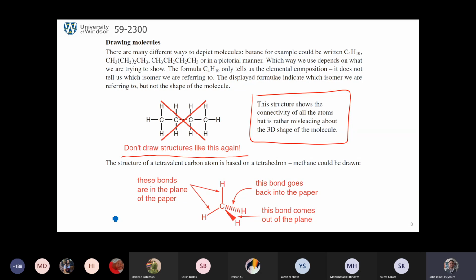Okay, so one of the things that we don't do is draw 90 degree bonds, because bonds are not 90 degrees. There are some bonds in inorganic chemistry that appear to be 90 degrees, but within organic chemistry, we're really looking at three different bond angles. Okay, we're looking at the bond angle for something like methane, which I'm just going to redraw.